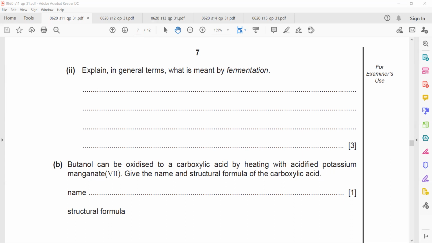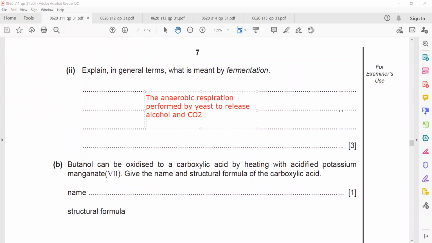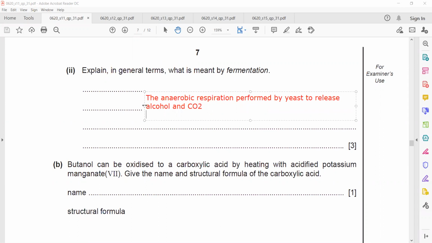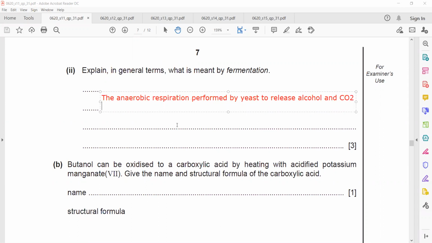Anaerobic respiration by the yeast to produce alcohol and carbon dioxide. Or glucose or sugar changes into alcohol in the presence of yeast, which has enzymes acting as a catalyst. So yeast has enzymes which act as a catalyst. And you can write an equation as well. That's the 3rd mark, for writing the equation.